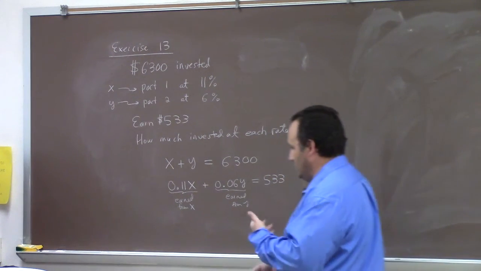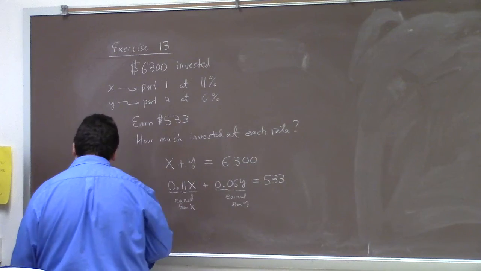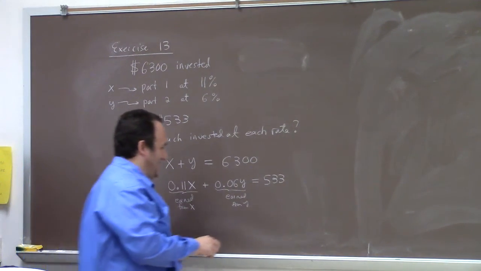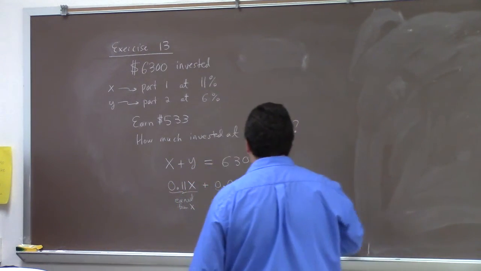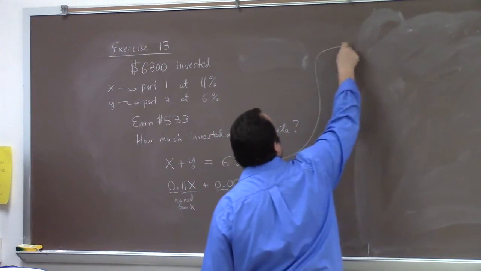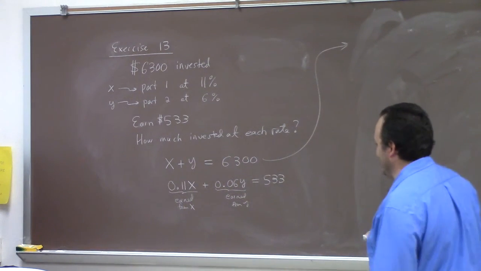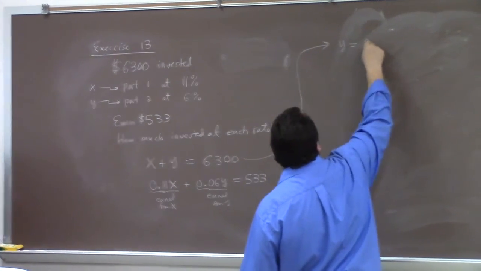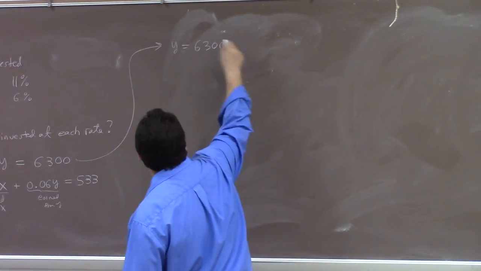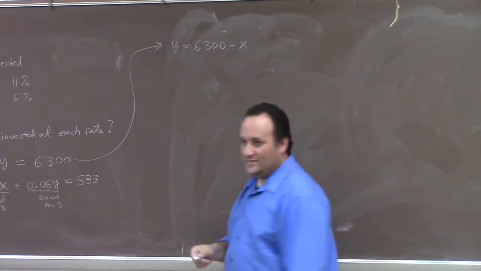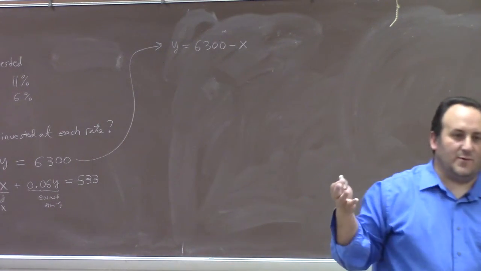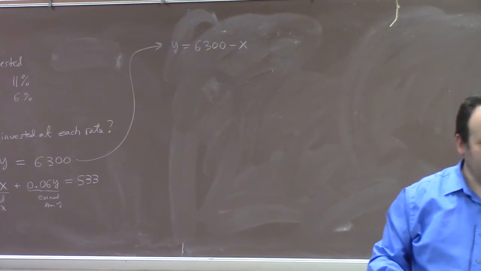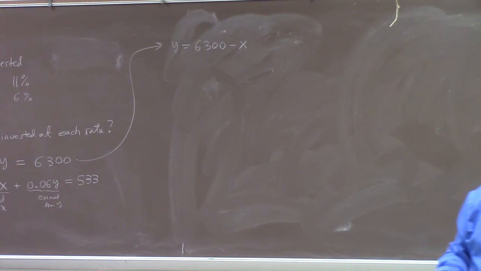How do you guys think we should solve this system here? Do we have to use the substitution method? I think we should solve for y, because y is sitting there saying, hey, solve for me. Of course, you could also solve for x.